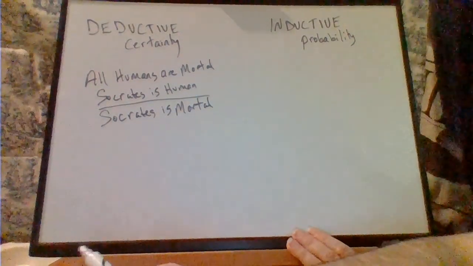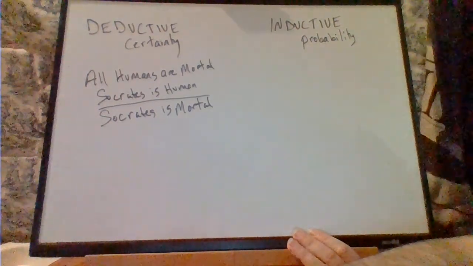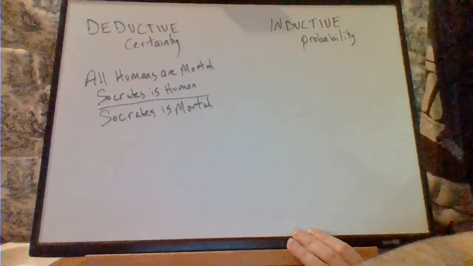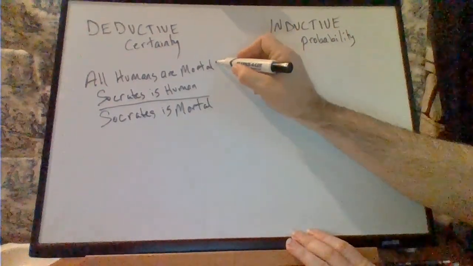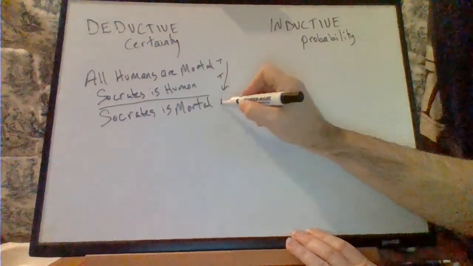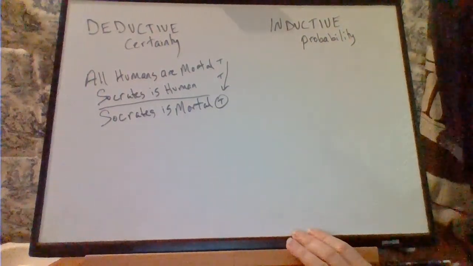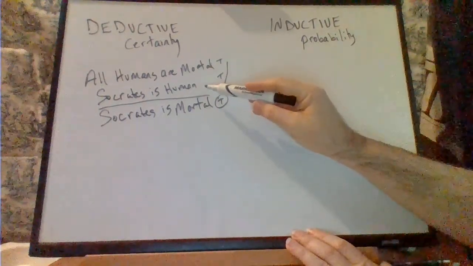All humans are mortal. Socrates is human. Therefore, Socrates is mortal. Now, that's an example of a deductive argument because if these premises are true, you will be forced to accept the truth of the conclusion. And it's just like I was explaining before about how the conclusion is already contained within the premises.